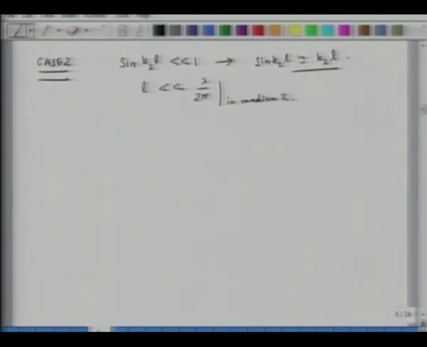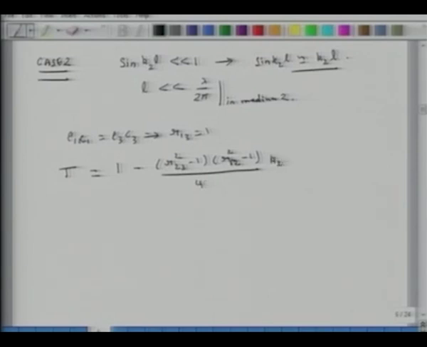So if that is the case, now we take a special case where rho 1 C1 equals rho 3 C3, such that R13 equals 1. So this is a special case of case 2. So then my T becomes 1 minus (R23 minus 1)(R12 minus 1) over 4 K2L square, and this entire thing is inverted.